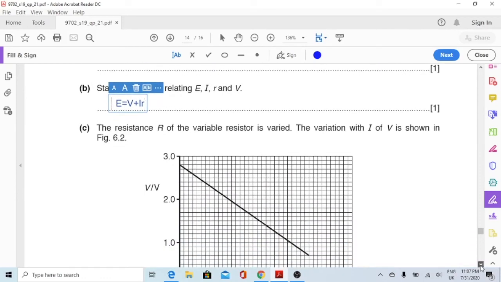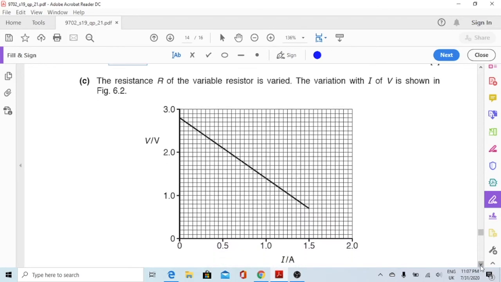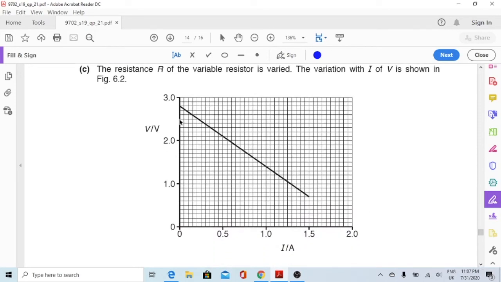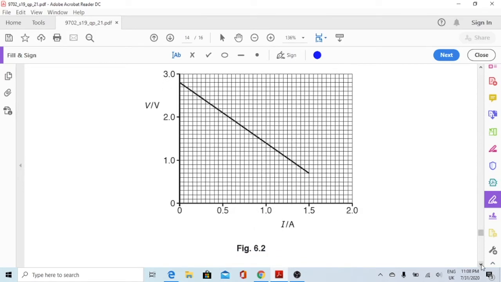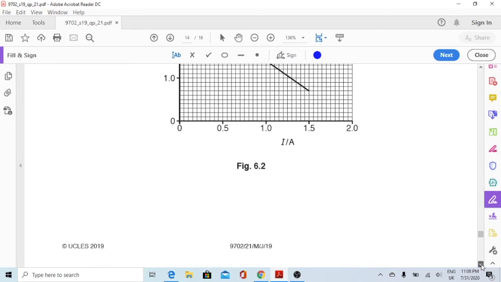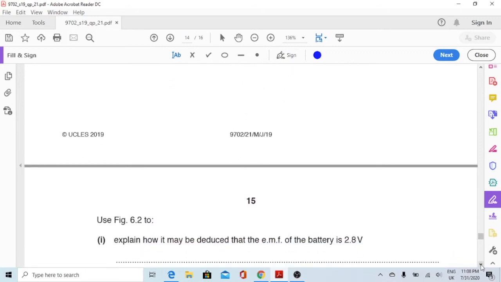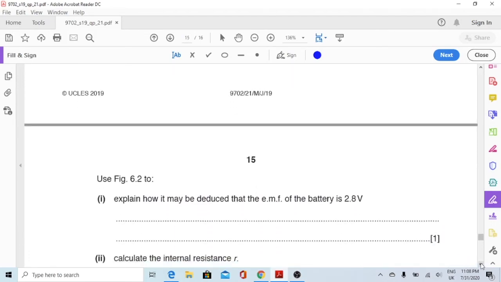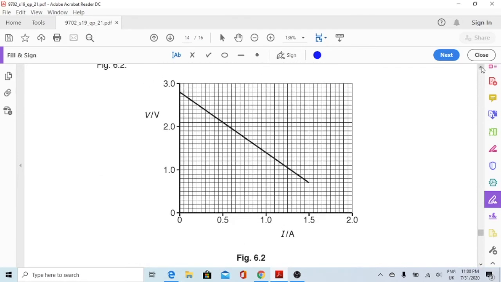Part C, the resistance R of the variable resistor is varied. The variation with current of voltage is shown in figure 6.2. So as the voltage across the resistor is increasing, current across the circuit decreases. That's an inverse relationship, so they are inversely proportional to each other. Use figure 6.2 to explain how it may be deduced that the EMF of the battery is 2.8 volts. So from this graph, how can you deduce that the EMF provided by the battery is 2.8 volts exactly?